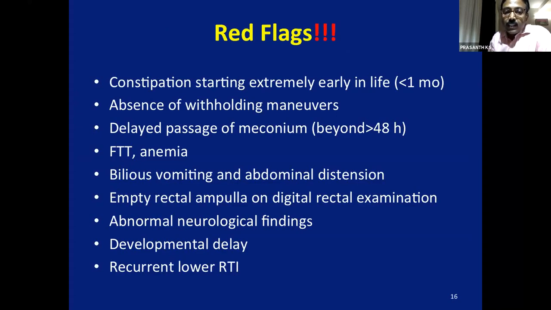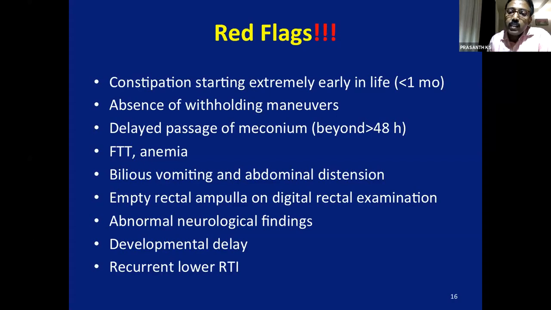Having said that, there are some red flags in the history and examination which we should pay attention to. As already mentioned, constipation starting extremely early in life, within the first month of life itself, means we are definitely dealing with something organic rather than functional. Then an absence of withholding manoeuvres, and, as mentioned in the case vignette, delayed passage of meconium. This you can get in conditions like Hirschsprung's disease and also in cystic fibrosis. Failure to thrive and anemia, this constellation of features may point to some other causes like celiac disease, etc.